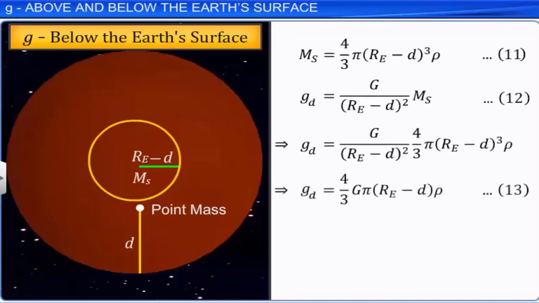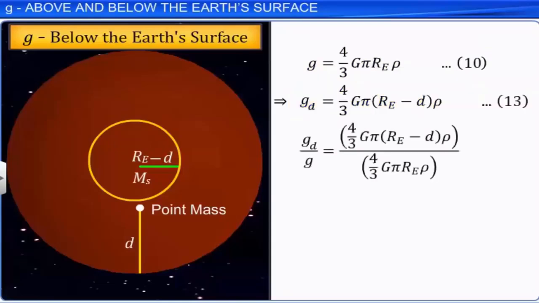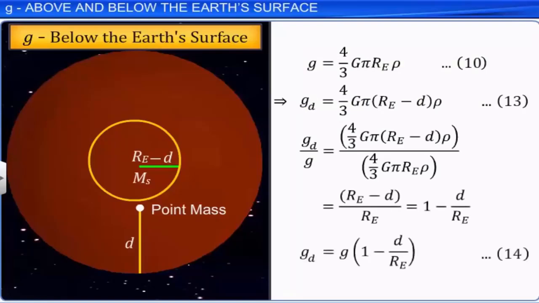Acceleration due to gravity at depth d inside the Earth can be compared with that on the surface by considering the ratio shown using equations 10 and 13. On simplification, we get equation 14, which indicates acceleration due to gravity at a given depth from the surface of the Earth as Gd is equal to g multiplied by 1 minus d by re. That's how we derive the expression for measuring g above and below the Earth's surface.